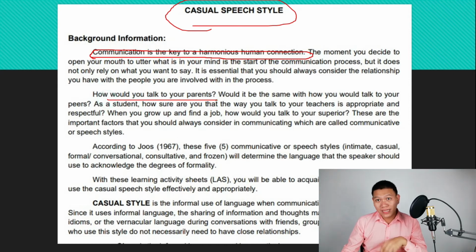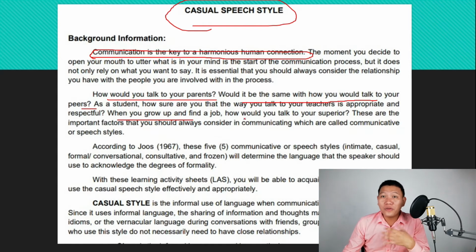How would you talk to your parents? It's different, just like what I said. Would it be the same with how you would talk to your peers? It's different. Your choice of words when you talk to your group of friends, when you talk about ML, when you do trash talking, you cannot use those same words with your parents. Otherwise, they will hit you, or they will slap your face, or they will tell you to get away from your house. It's different. When you grow up and find a job, when you have an interview, it's also different. When you face your interviewer, your future boss, you're very respectful. You change the way you communicate. Okay?